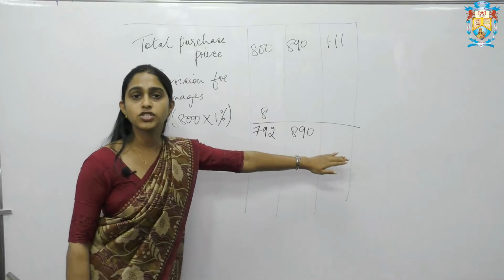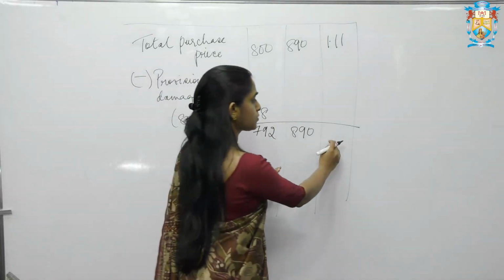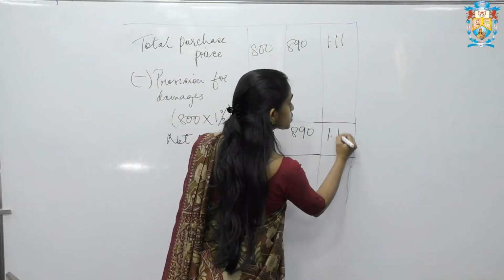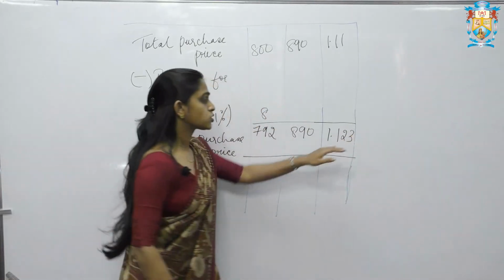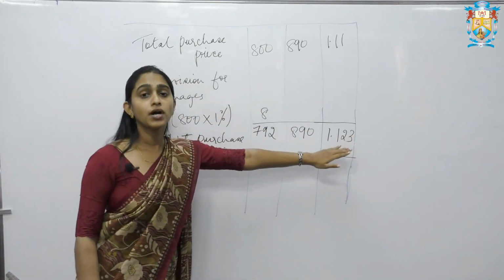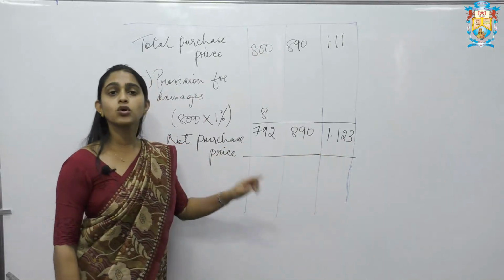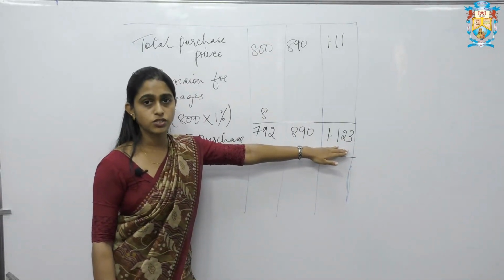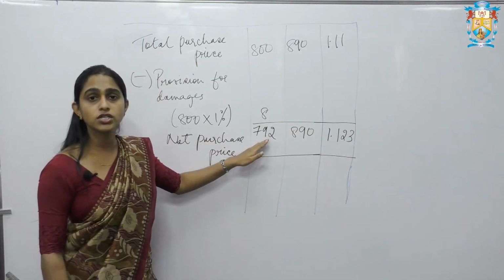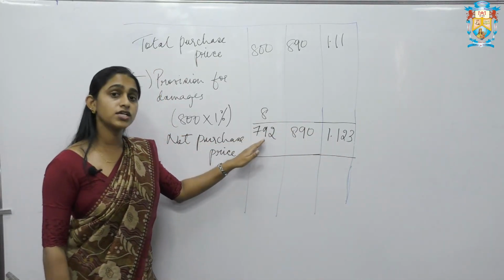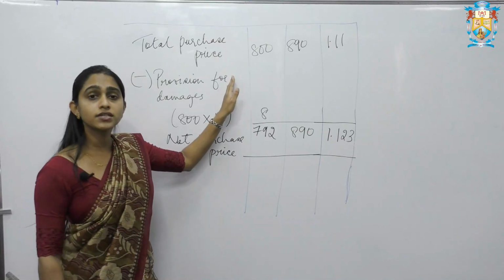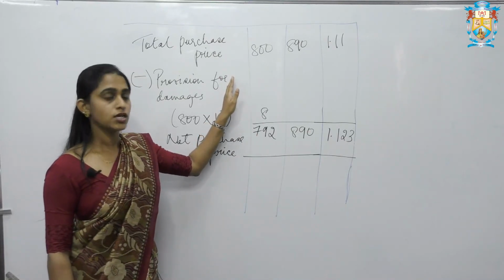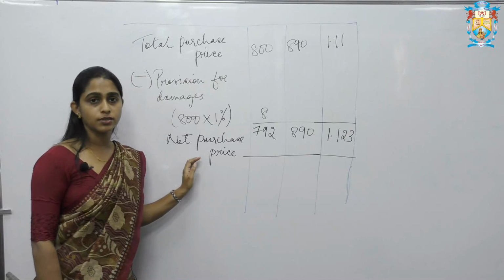Here you have a change in the quantity and in the rate per unit, that is the rate becomes 1.123. So this becomes the rate per kg. You will find there's only one change, that is the change in the rate per kg. That is because of the change in the quantity, and this change is because of the 1% provision for damages. So this becomes our net purchase price.